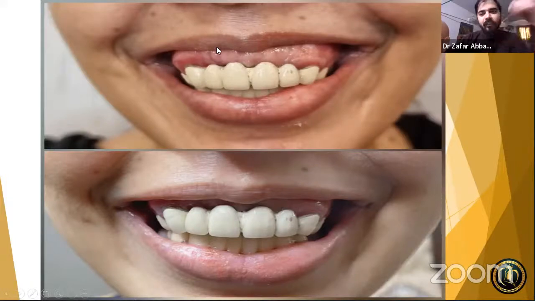I planned to replace the bridge. You can see almost 8 to 10 mm of gummy smile, and you can identify the proper bone exposure. You can see a proper gummy smile over here. But after the Botox treatment, you can see I have almost treated 50% of the patient's complaint.